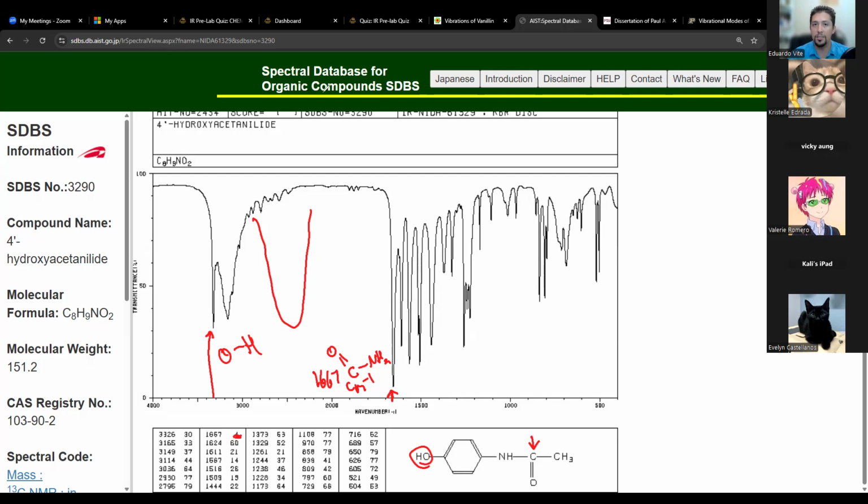I will post it on the announcement, the spectral database for organic compounds. I am going to pull some spectra from here for your post-lab quiz. You may be asked to complete a structure. You may be asked to assign peaks. You might be asked to report the numbers exactly based on the table, things like that. But I will be using spectra from here.